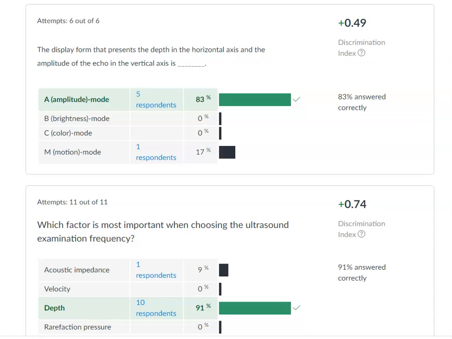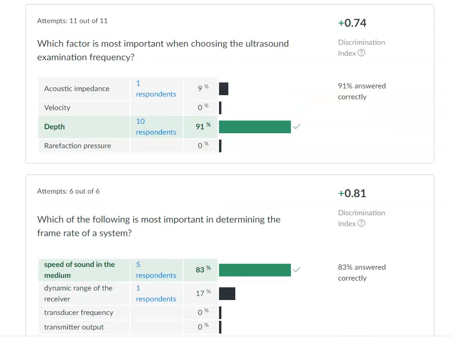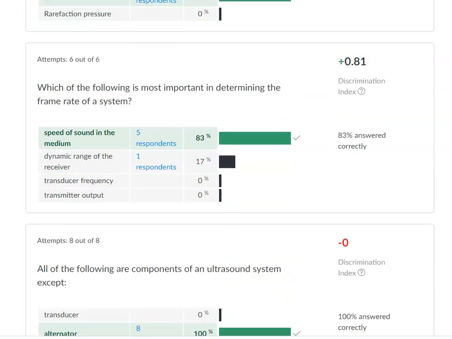The display form that represents the depth on the horizontal axis and the amplitude on the vertical axis is A mode. Good to see most people got that right. Which factor is most important when choosing the ultrasound exam? Frequency, depth. Certainly if you have a bigger person, you need a lower frequency because you've got more to penetrate.